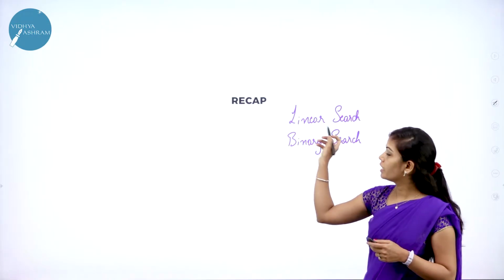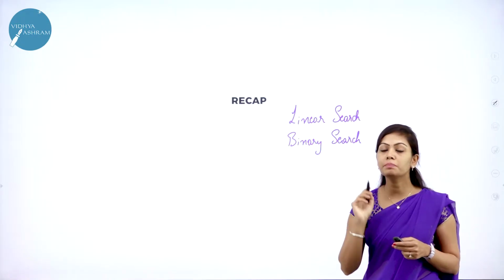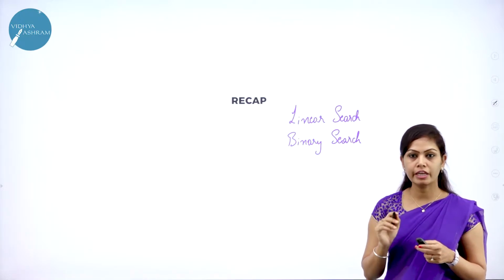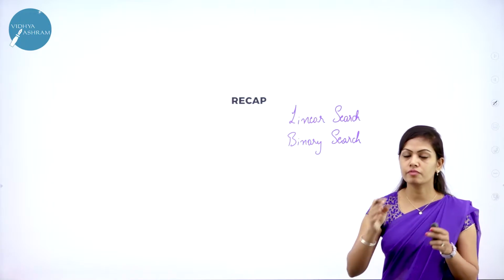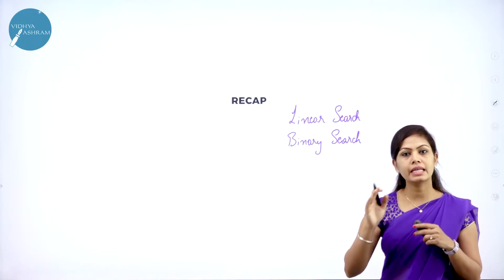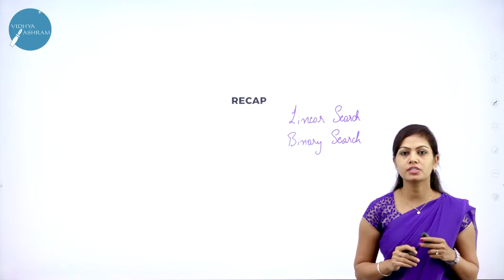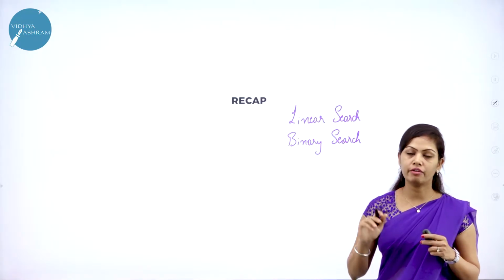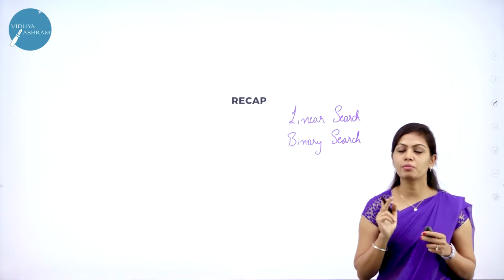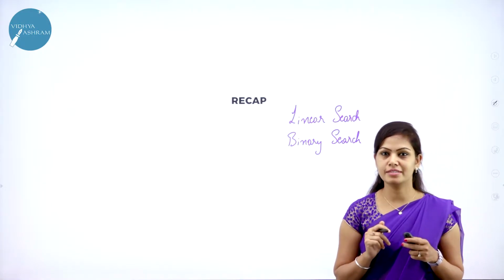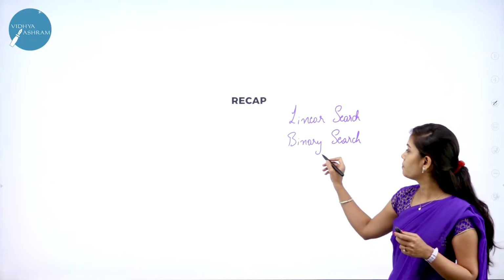What do you mean by linear search? This is the simplest searching method in which each element of the array is searched one by one. That means from the beginning till the end of the array we can search for the element in linear search. We discussed the algorithm and gave one example problem in linear search, and next we discussed binary search.